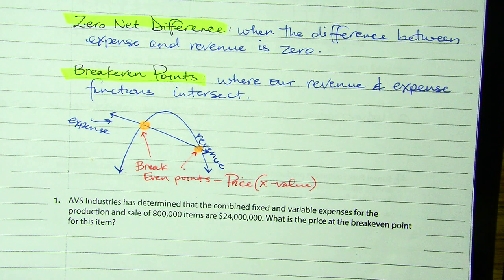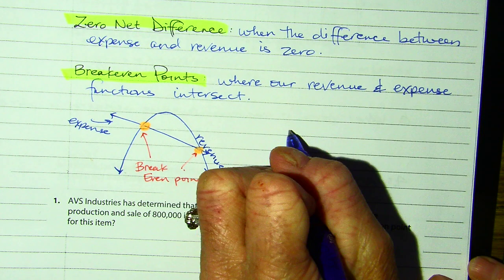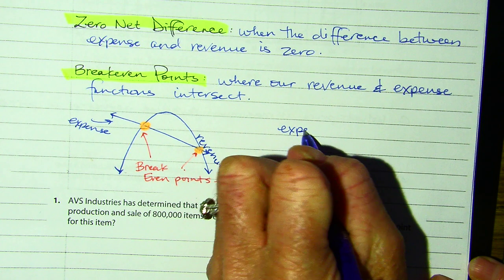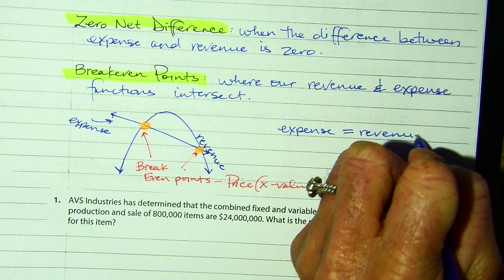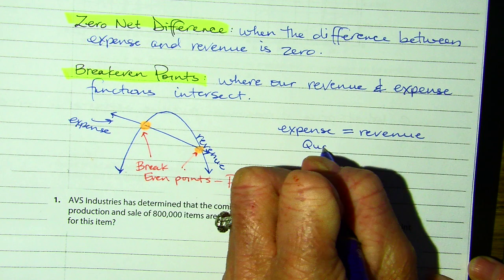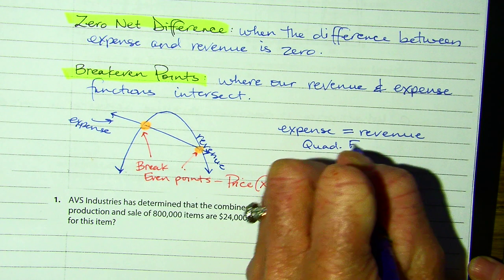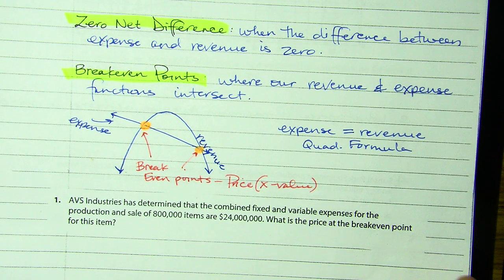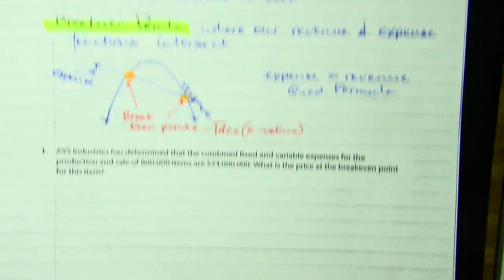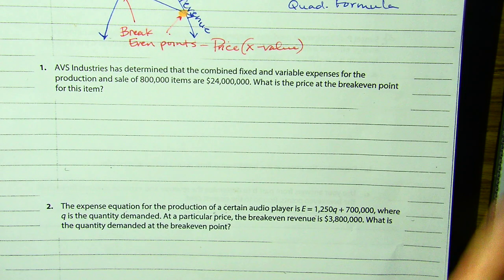Now to find that, we are going to set our expense equal to our revenue equation, and we'll use the quadratic formula to solve. So I'm going to do some examples that are just like the ones in your homework. So first one, we're going to start small.